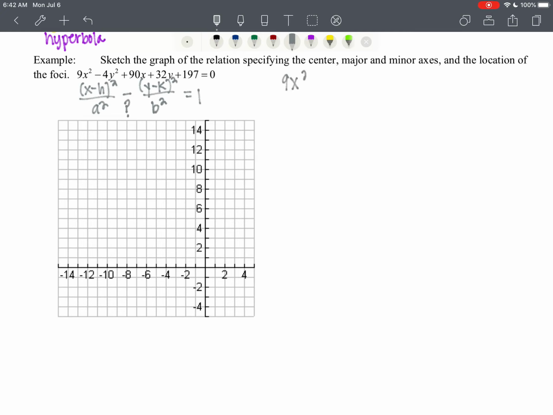So let's get started. 9x squared plus 90x, I'm going to have to factor out that 9, minus 4y squared plus 32y, I'm going to have to factor out that negative 4, equals negative 197. I'm going to factor out the 9. That's going to give me 10x, and then I get to complete the square. Half of 10 is 5. 5 squared is 25. 25 times 9 is 225. So we're going to add 225 onto the right-hand side of the equation.